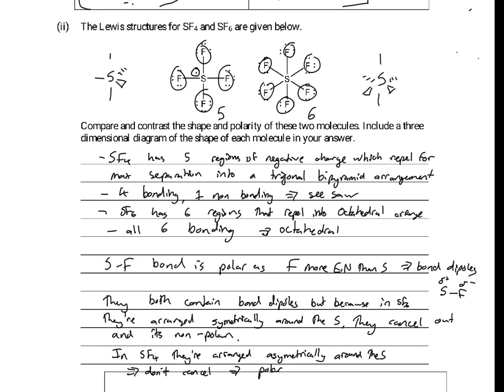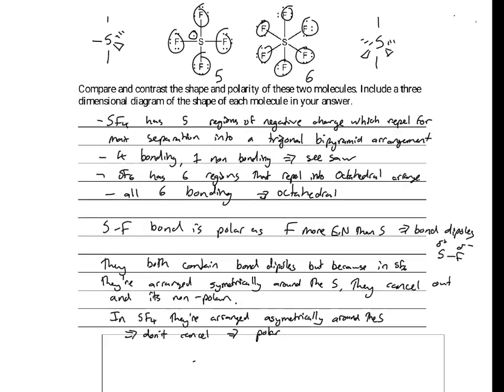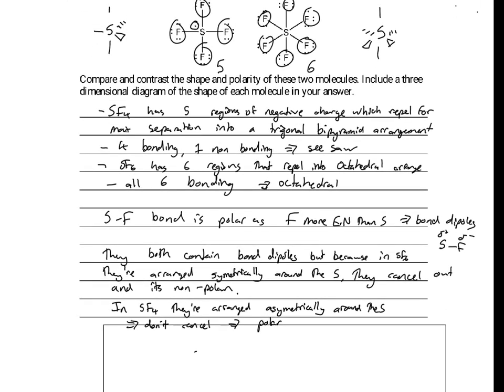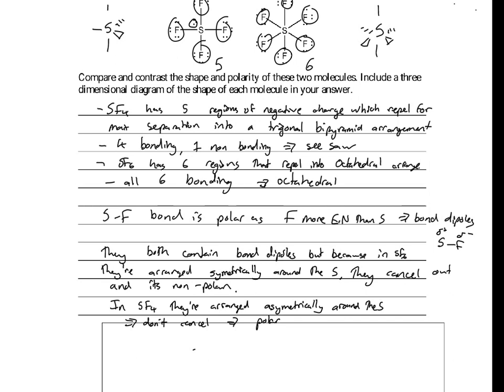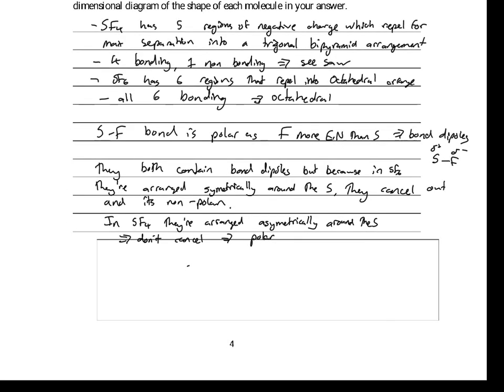So they both contain bond dipoles, but because in SF6 they're arranged symmetrically around the sulfur, they cancel out and the molecule is non-polar. So if you look at SF6, each of these 6 regions is a bond dipole, but because they're all spread evenly around that sulfur, they actually cancel each other out and it becomes non-polar overall. Compared to SF4, if you look at the SF4 shape, which is a seesaw, the bond dipoles are arranged asymmetrically around the sulfur. So they're not spread evenly around, they sit on a particular side of it. Because they don't cancel, that makes the molecule polar.